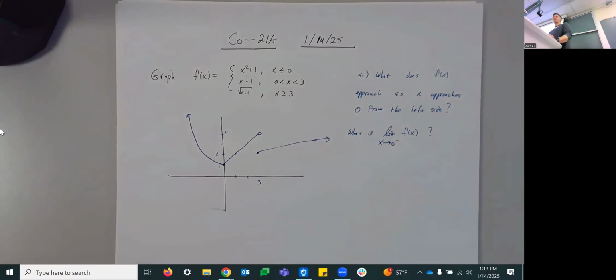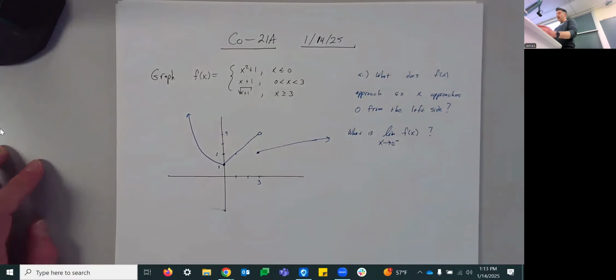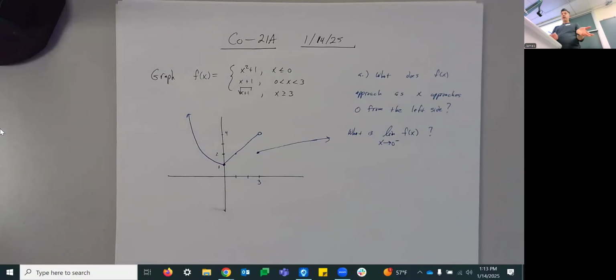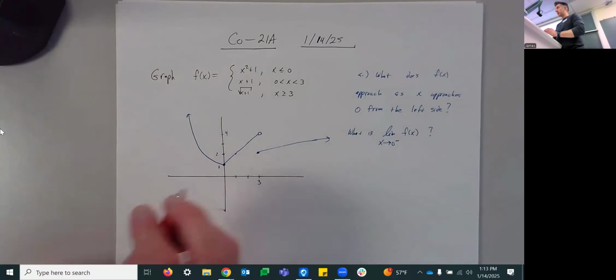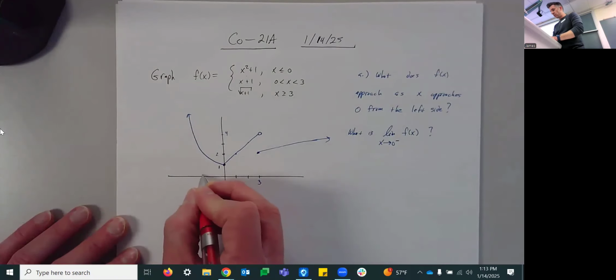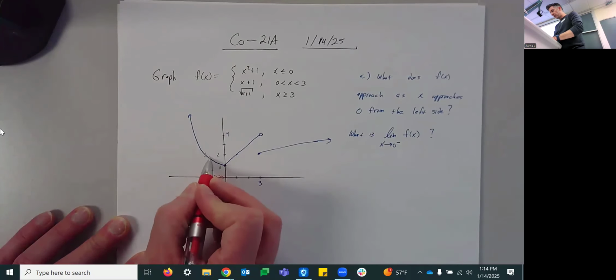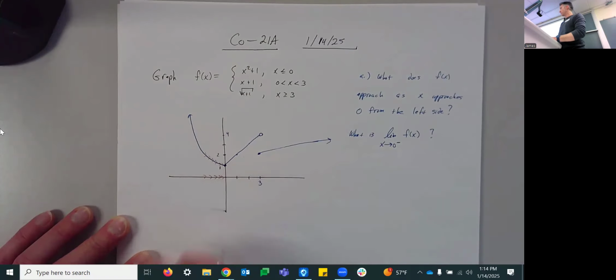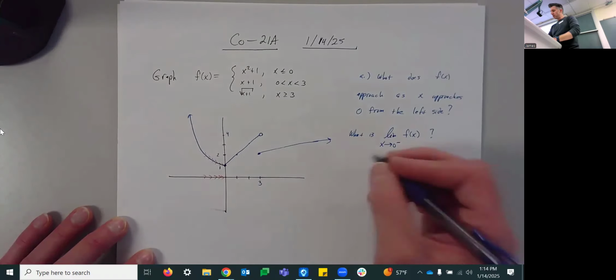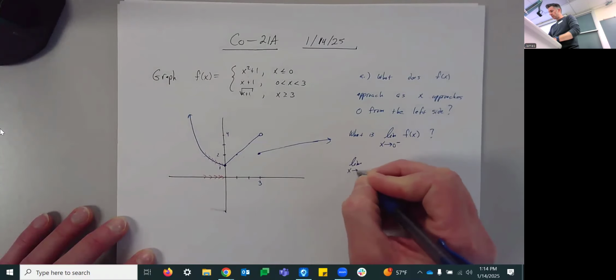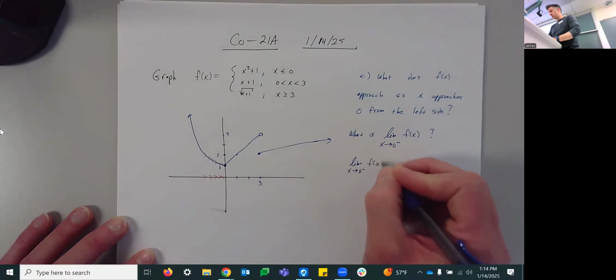A couple ways you can approach this is either by looking at the graph, which certainly makes sense if you have a graph to look at. And so here, if x gets closer to 0 from the left side, or approaches 0 from the left side of 0, the corresponding function values get closer and closer and closer to the y value of 1. So what we would say here is that the limit as x approaches 0 from the left of our function is 1.